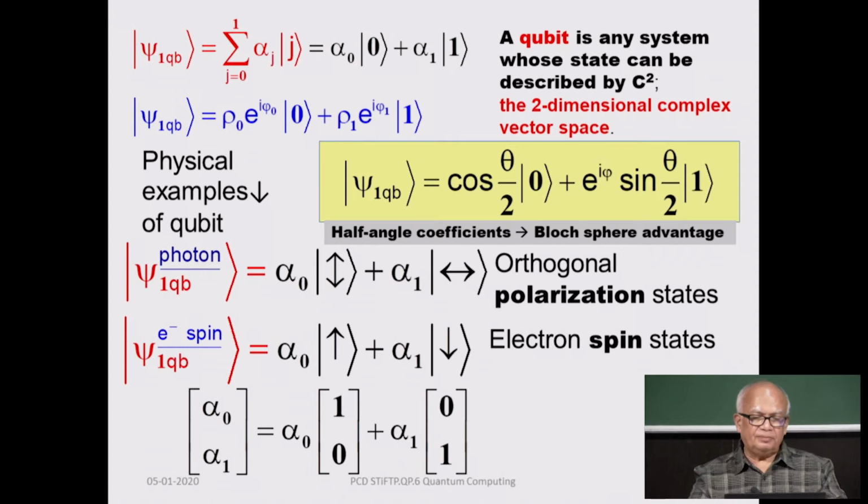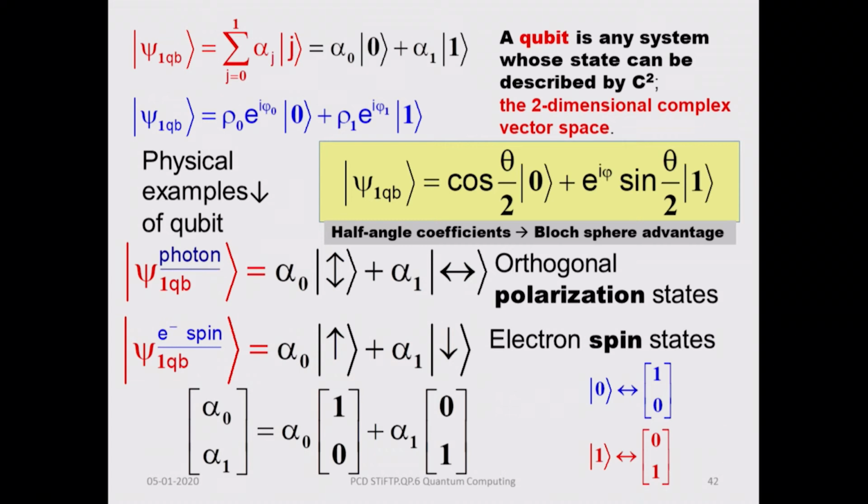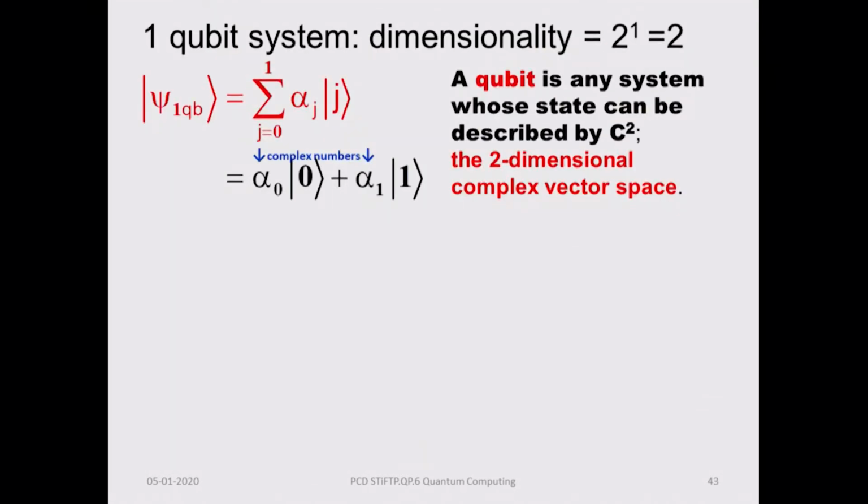And technology indeed uses many different kinds of variants of this. A two-state system you can represent using these coefficients alpha 0, alpha 1. You represent the computational basis as 1, 0 and 0, 1. So, 1, 0 is the state 0 and 0, 1 is the state 1. That is the terminology. So, the ket 0 is the matrix 1, 0 and the ket 1 is the matrix 0, 1. So, this is the qubit.